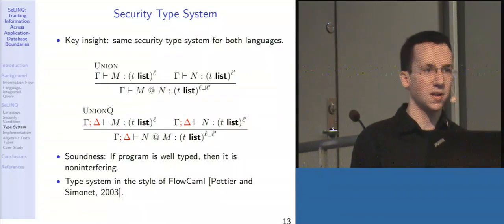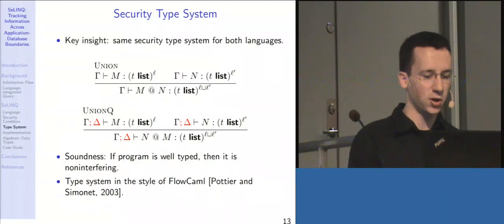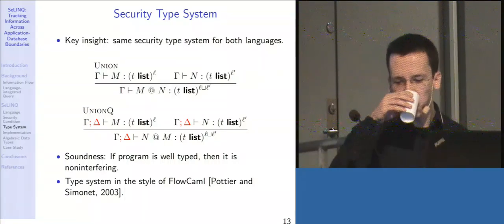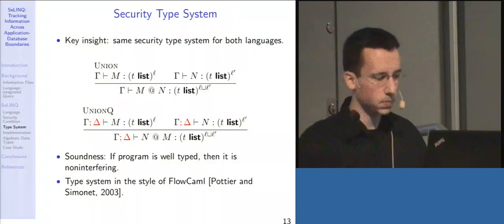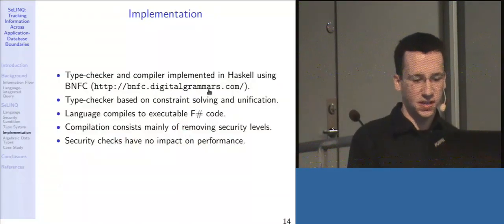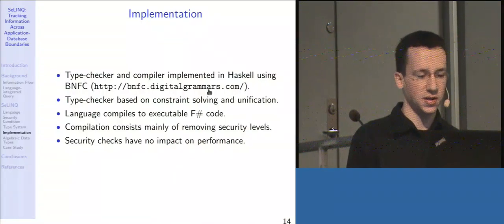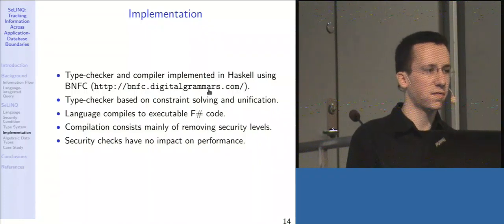And the kind of soundness guarantee that we then give is if a program is well typed, then it is actually non-interfering in the sense that I showed on the previous slide. Now then, as I said, we also did an implementation of this thing. We implemented a type checker and a compiler written in Haskell, and for parsing we used this BNFC tool, which you give a grammar of some sort, and then you get out a parser and an abstract representation of your language.